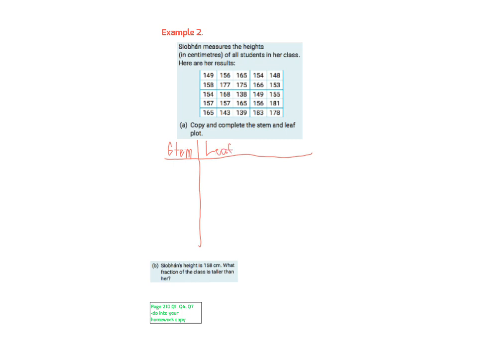Okay, so the first thing I'm going to do is write down the key, because we have to have a key for stem and leaf. In an exam, there'll be a good few marks going for the key. So down here, I'm going to write the key.